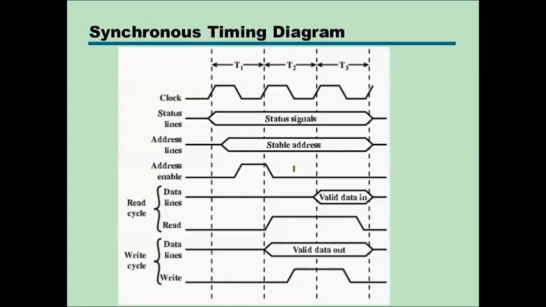This is a sample of the synchronous timing diagram. We have the status signal, the stable address, and the valid data in and out. It shows the clock, status lines, address line, the read cycle and the write cycle. For read, we have data lines and read. For write, we have the data lines and write.